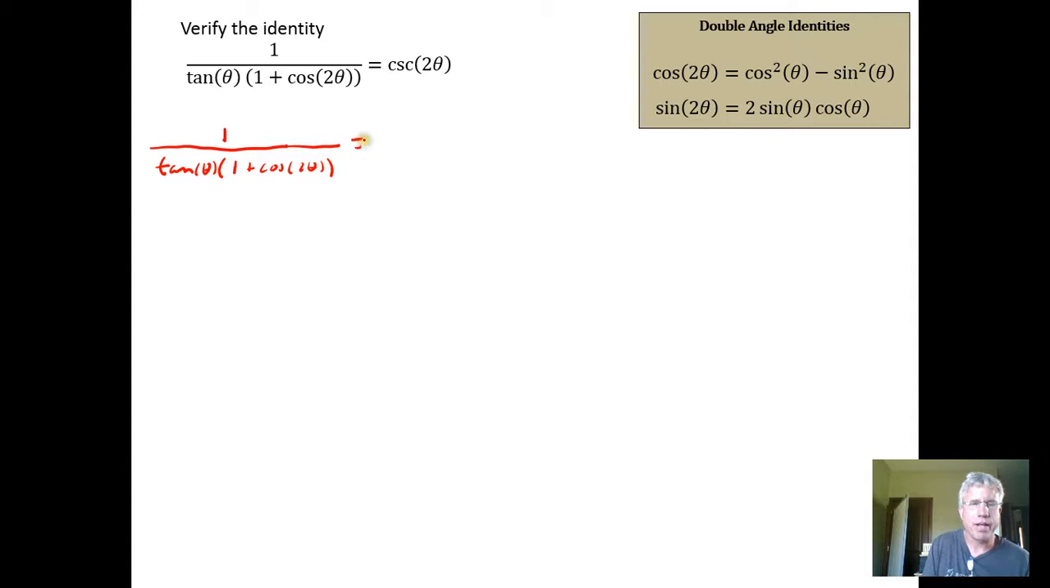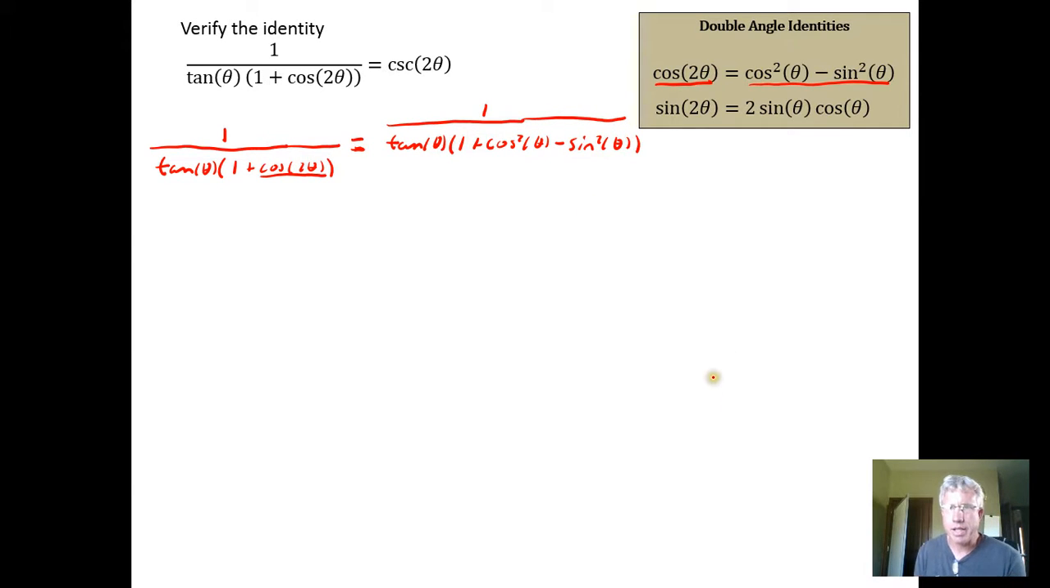And when I verified this identity, there's more than one way to do it, but the first identity that I used was this one: cosine of 2 theta equals cosine squared minus sine squared. So I made that substitution. I said, hey, this is 1 over tangent theta times 1 plus, and then we replaced the cosine of 2 theta here with cosine squared of theta minus sine squared of theta.